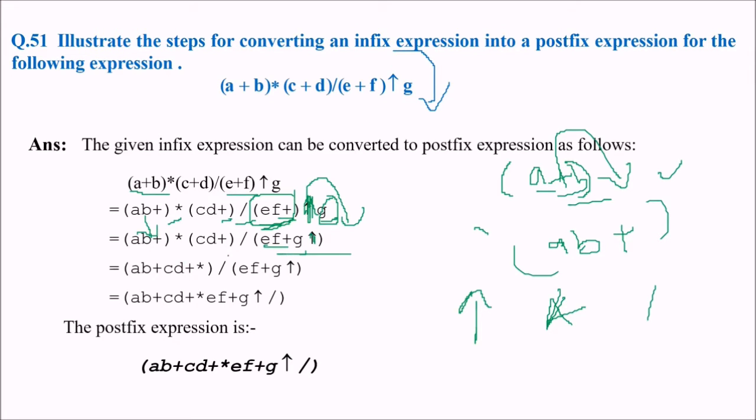Now we are left with multiplication and division. As I said, multiplication has greater precedence than division. So we'll apply this. First operand is this, second operand is this, third the operator is this. So we have to fix this operator here. After this, first we write a b plus, then c d plus, then into a. Now we are done with these two. Now we are left with division. So first operand is this, second operand is this, and then the division comes last. So this is the postfix expression of this given infix expression.